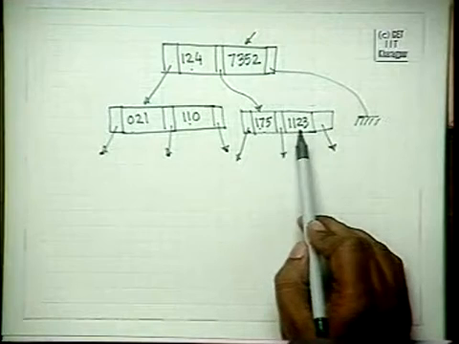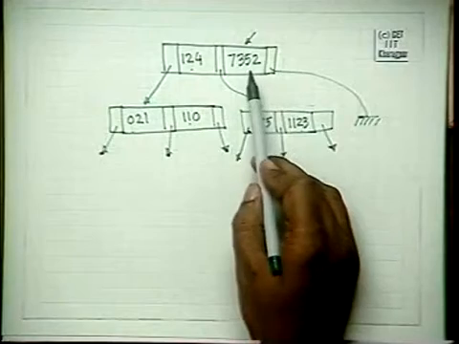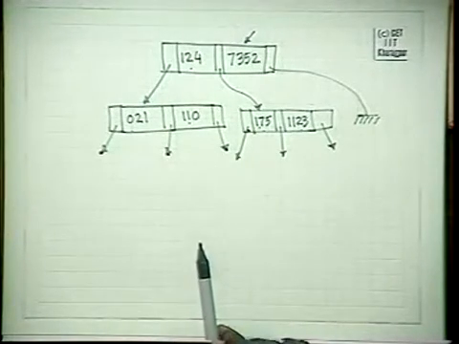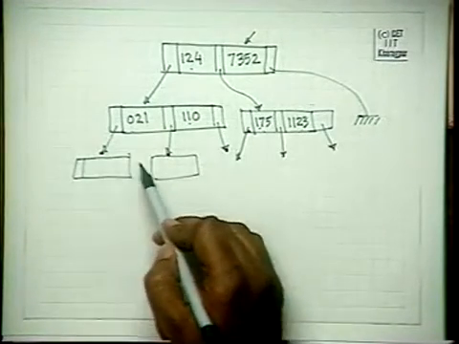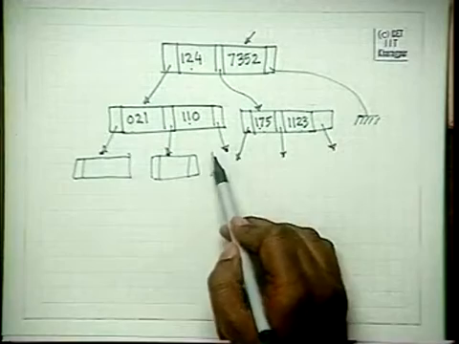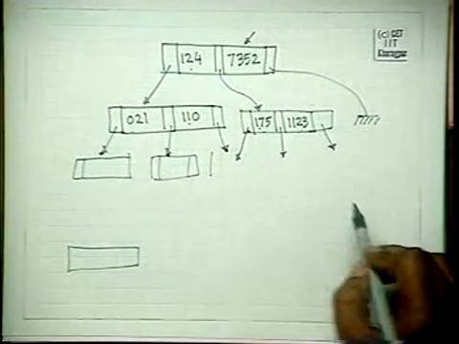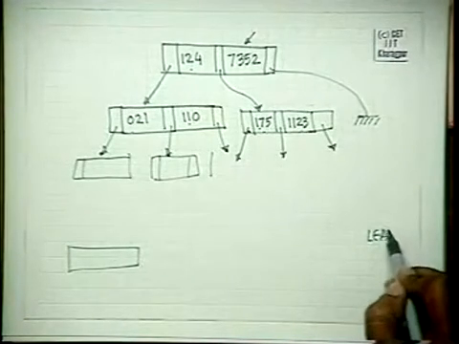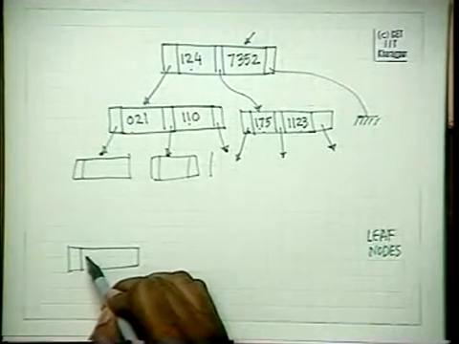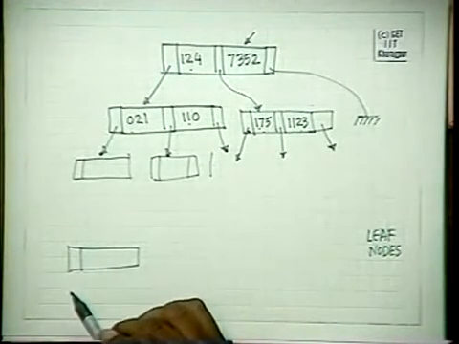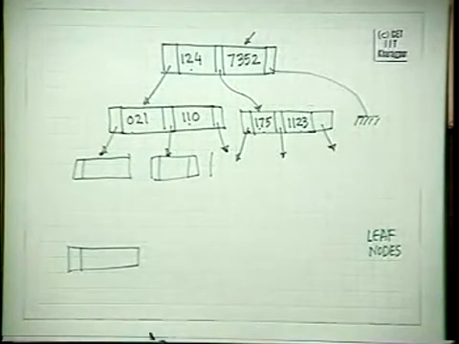This is between 175 and 1123, and this is greater than or equal to 1123, but less than 7352. So you will have several such, and you will go down, down, down, and then you will have what are called the leaf nodes. In the leaf node, you will have, suppose we take dense indexing, and let us assume that we are working with dense indices.